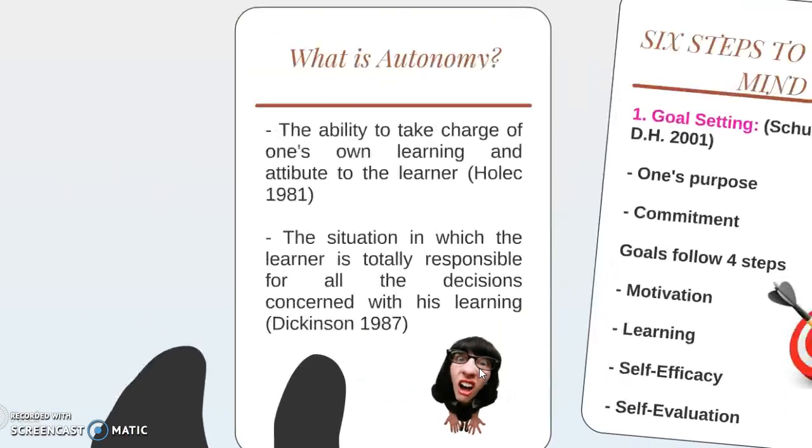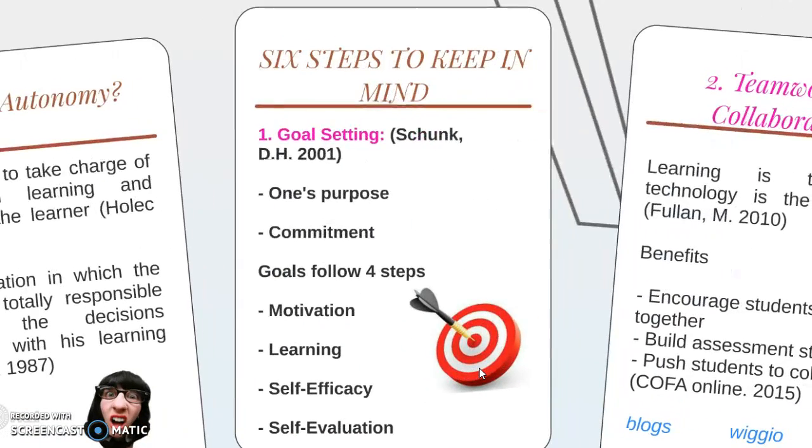Well, here I brought to you 6 steps to keep in mind at the time we plan a lesson to develop autonomy. The first I call goal setting. It shows that first we have to define a goal before starting a lesson. It has to have a purpose and make a commitment for learners.